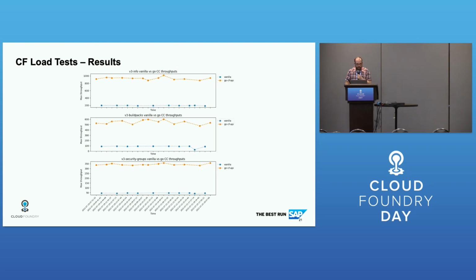And again, with Matplotlib, you can create these nice charts. So here you again see that the maximum throughput of the Go CF API is significantly higher than of the current implementation.